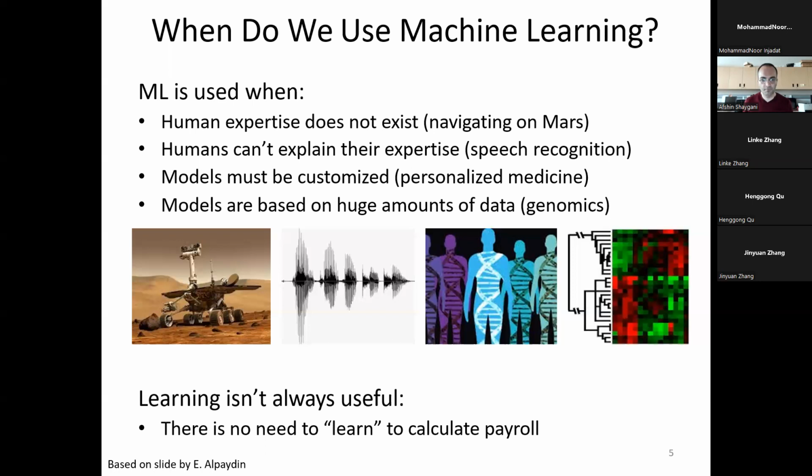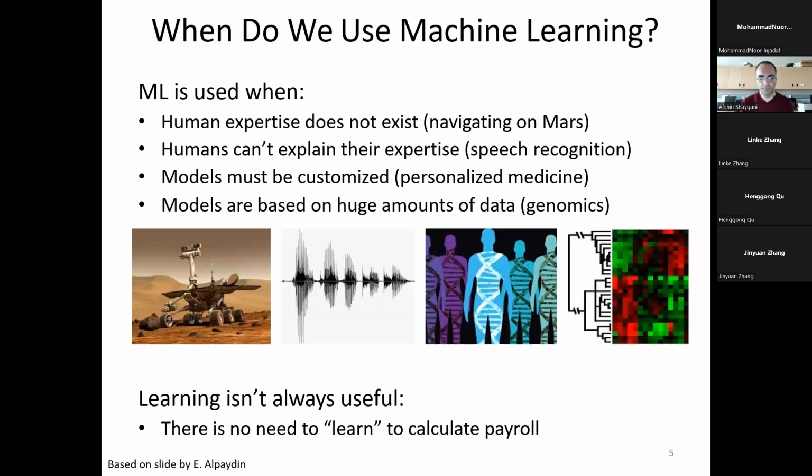ML would be used when human expertise does not exist, for example, when we send something to navigate on Mars. Or when humans cannot explain their expertise, as in speech recognition. This live transcript is a kind of speech recognition. Also when models must be customized, as in personalized medicine. So machine learning is playing a vital role in the healthcare system.